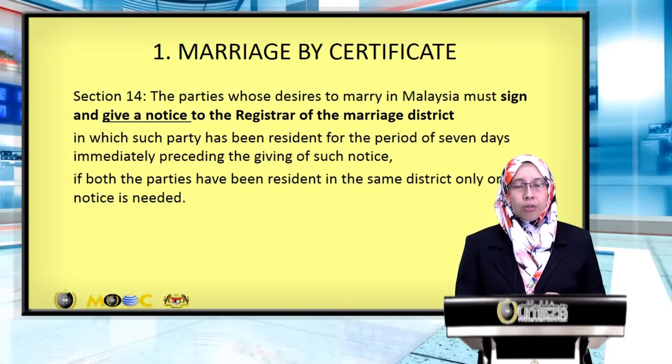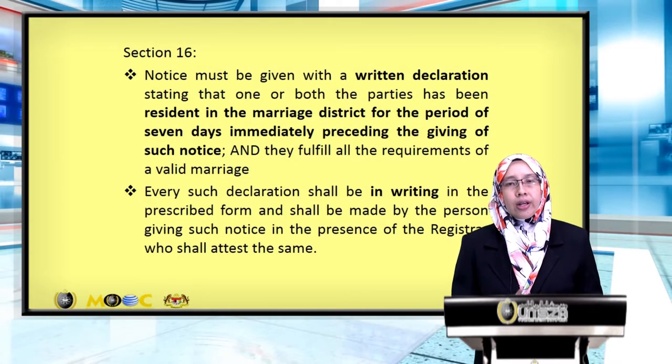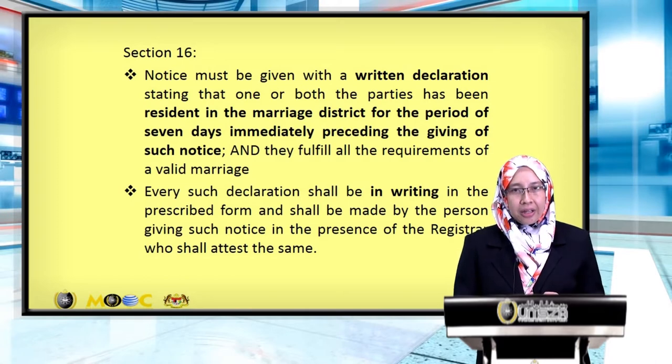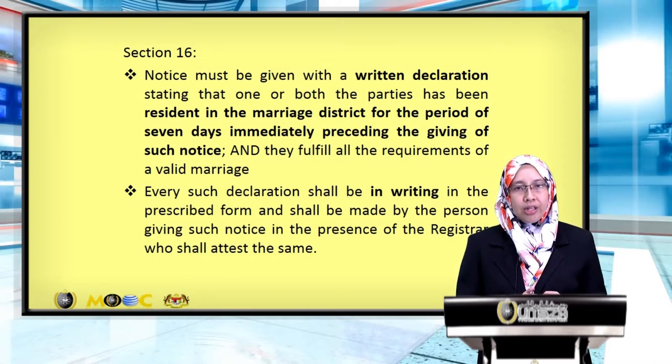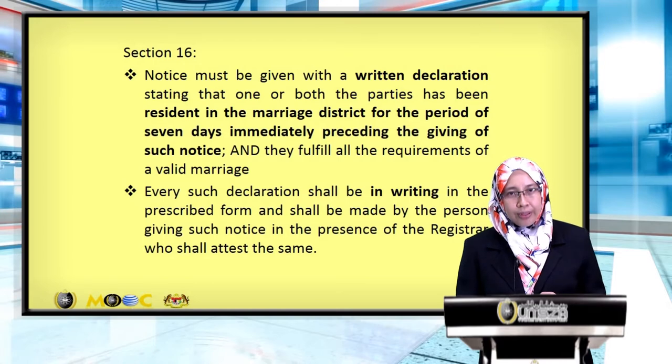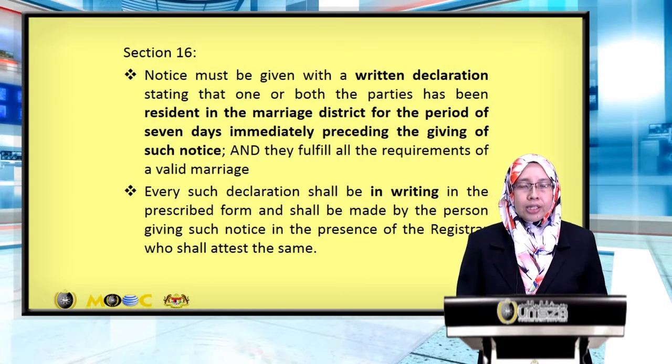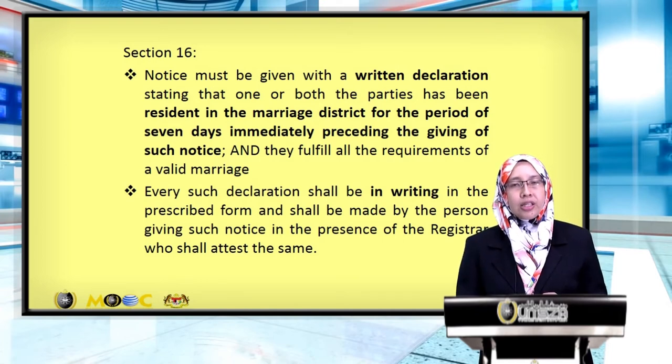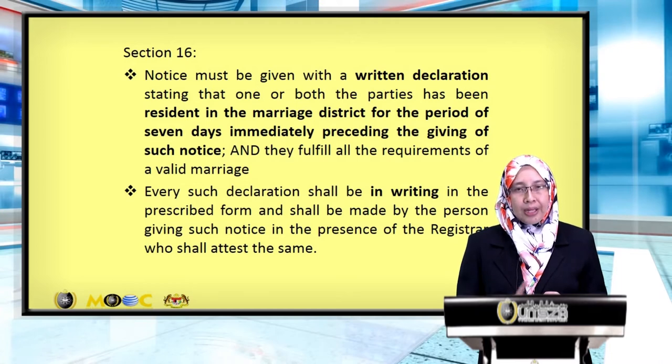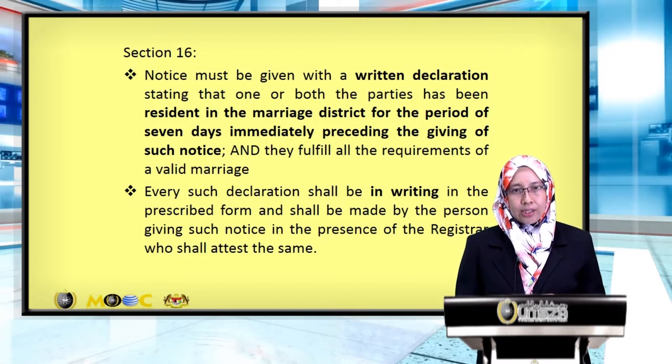Next, the notice should also be accompanied by a written declaration. The written declaration says that one or both parties have been resident in the marriage district for the period of 7 days immediately preceding the giving of such notice, and either each of the parties is 21 years of age or over, or, in the case where a party is a minor and has not previously married, and the female party is not below 16 years old, the written consent from the parent or guardian is necessary. And number three, no lawful impediment to marriage.